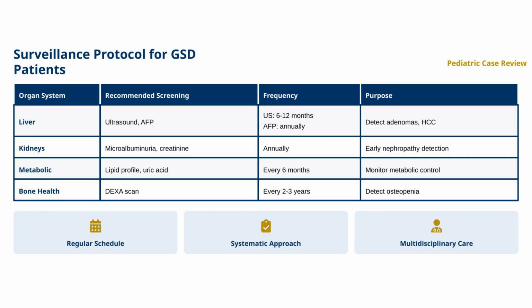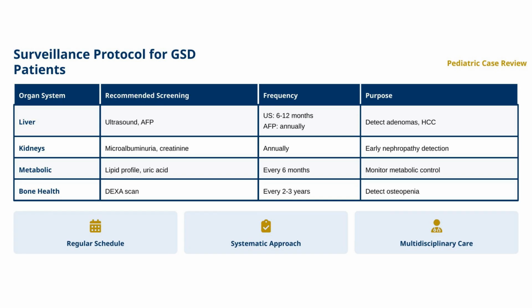Comprehensive surveillance for GSD patients involves regular monitoring of multiple organ systems. Liver surveillance includes ultrasound every 6 to 12 months and alpha-fetoprotein testing annually to detect hepatic adenomas and potential hepatocellular carcinoma. Renal screening with microalbuminuria and creatinine testing should be performed annually for early detection of nephropathy. Metabolic monitoring with lipid profile and uric acid every 6 months helps assess metabolic control. Bone health assessment with DEXA scans every 2 to 3 years identifies osteopenia early. This systematic approach requires a multidisciplinary team including metabolic specialists, hepatologists, nephrologists, and endocrinologists to provide comprehensive care and prevent long-term complications.